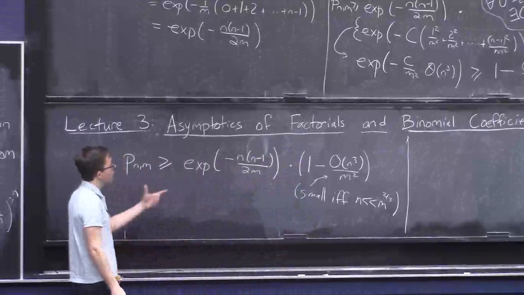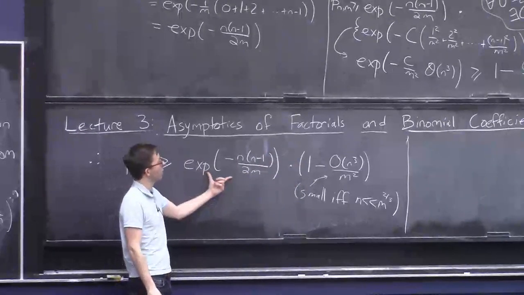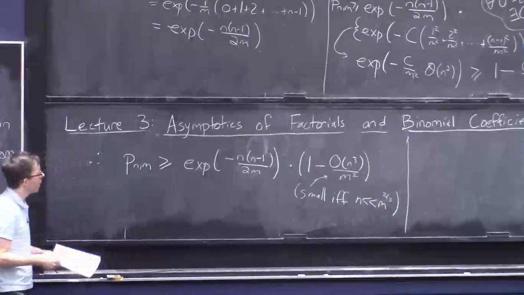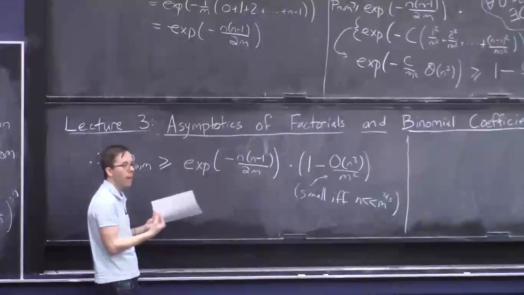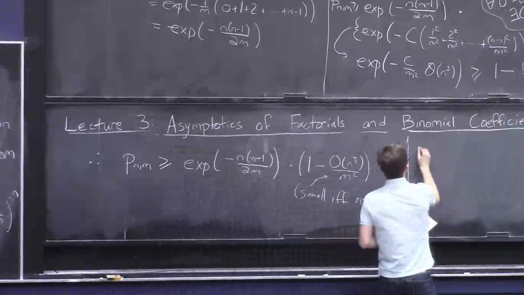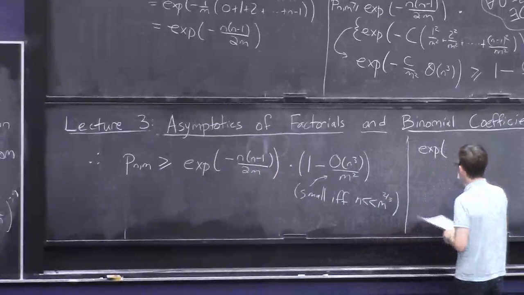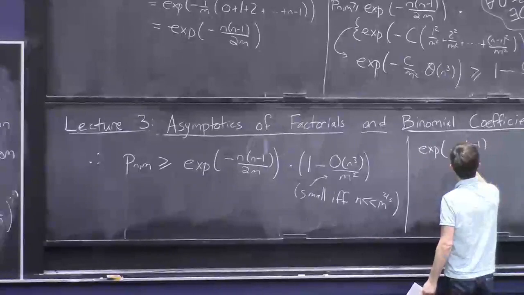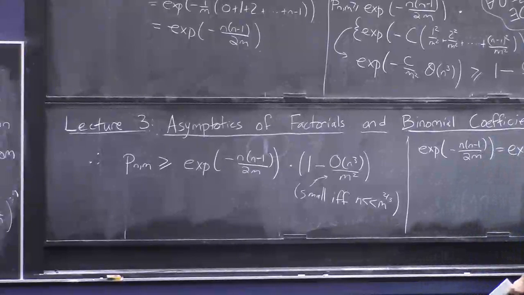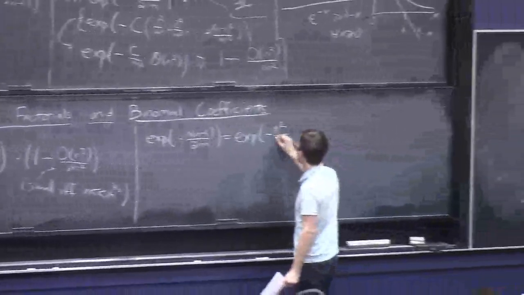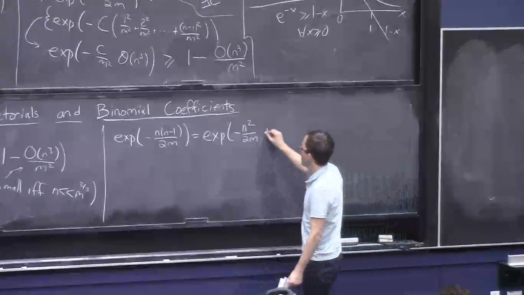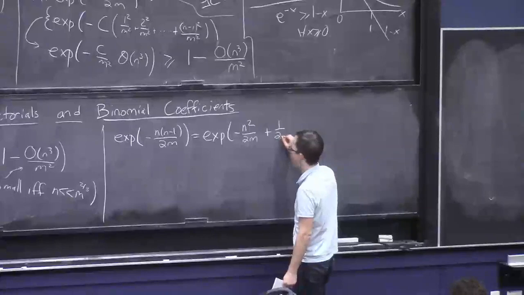So let's say I wanted to compare this factor with the simpler thing that just had n squared up here. Well, the way you always do that is to factor out the piece that you wish you had and see what junk is remaining. So e to the minus n minus 1 over 2m equals e to the minus n squared over 2m. That's the simple thing I wish I had. And then the leftover is plus n over 2m.